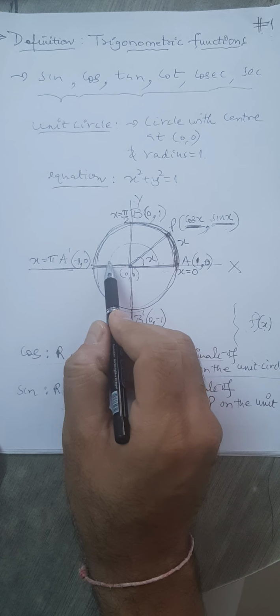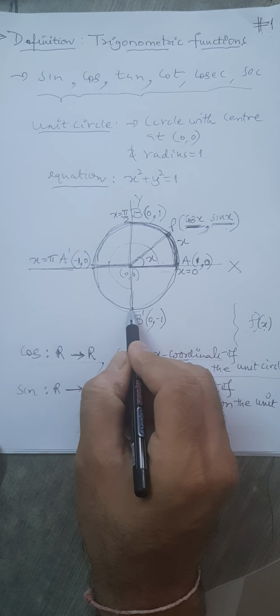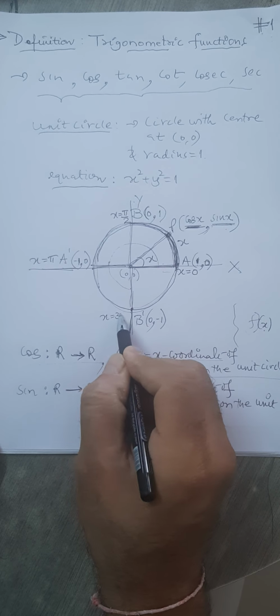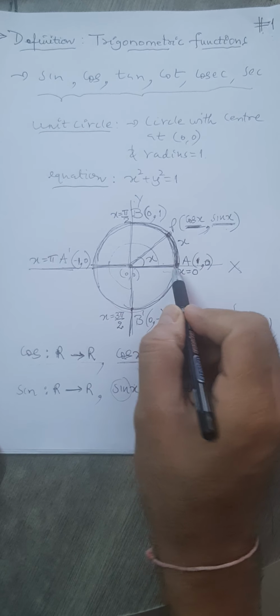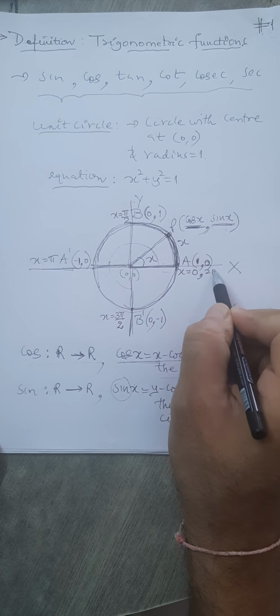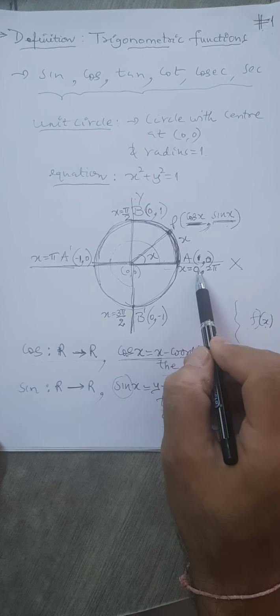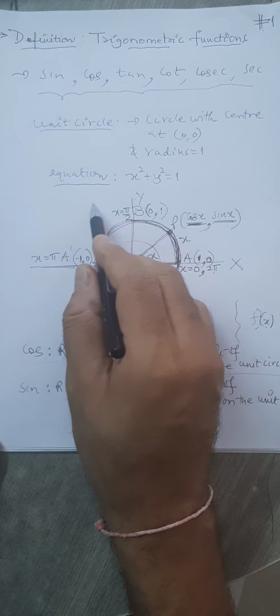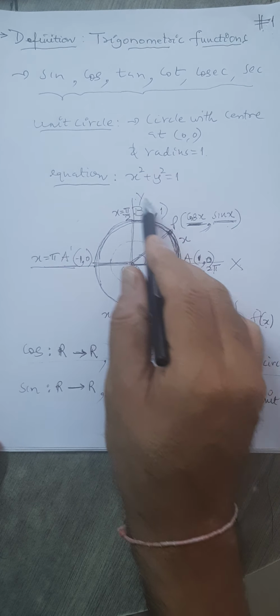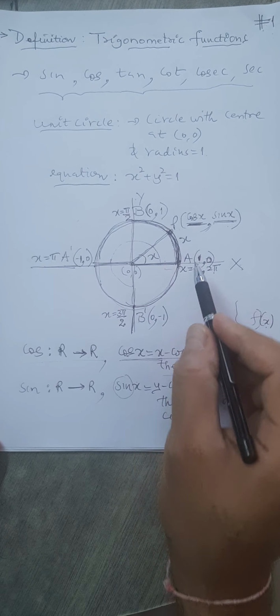Now if I take this much, then the arc length equals 3 pi by 2. And if I complete one revolution, then the arc length becomes 2 pi. So the beginning was 0, now it becomes 2 pi. And I was moving in which direction? Anti-clockwise, remember. There the arc length is taken as a positive number.